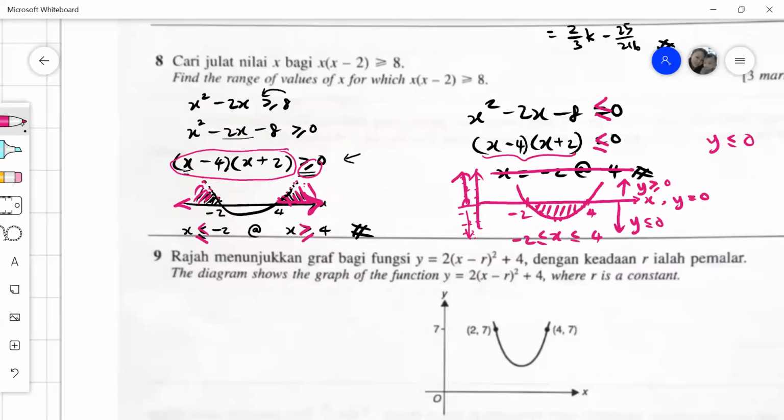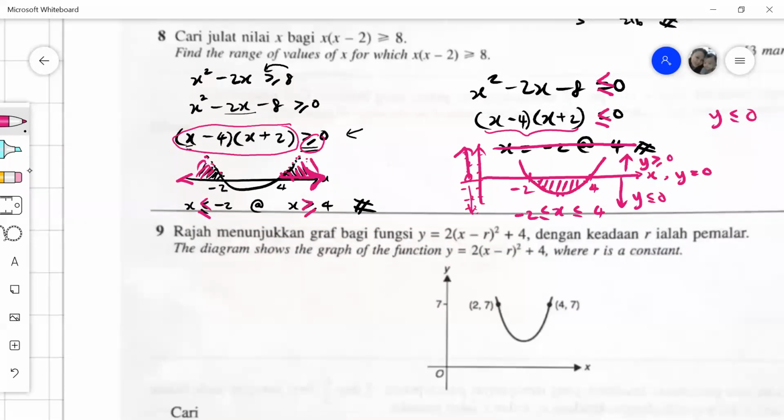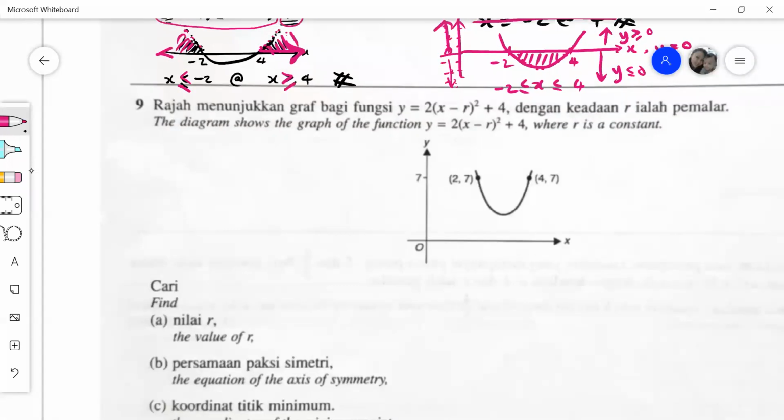So next, number 9. This one is 3 marks. There is a standard way to do this. This is the maximum and minimum graph using the completing the square format. Do you know the function of completing the square? The only function of completing the square is for us to find the maximum or minimum point. That is the only reason we complete the square.